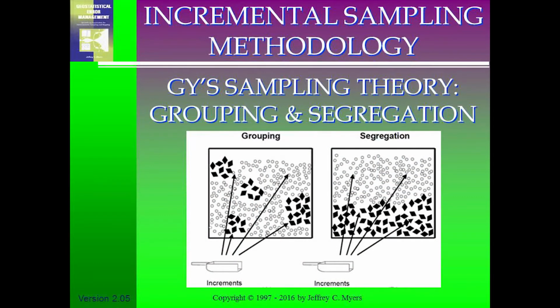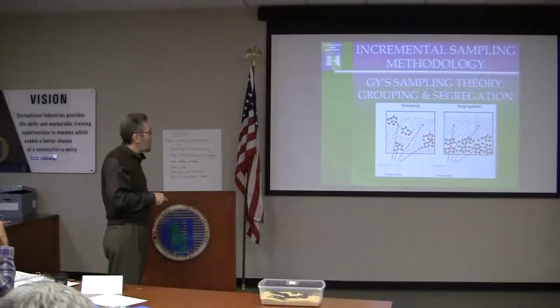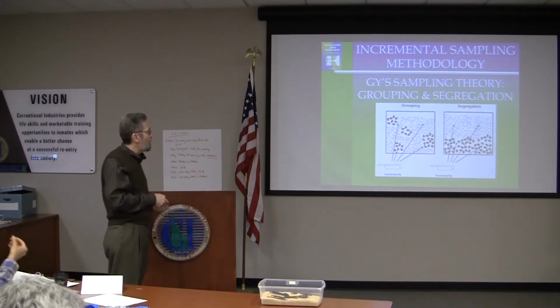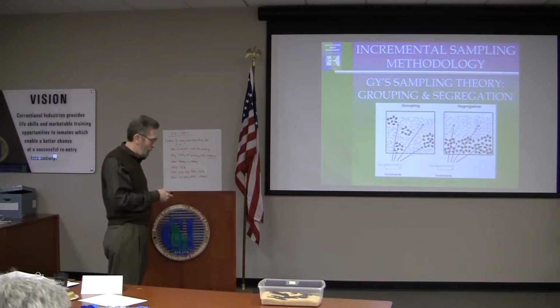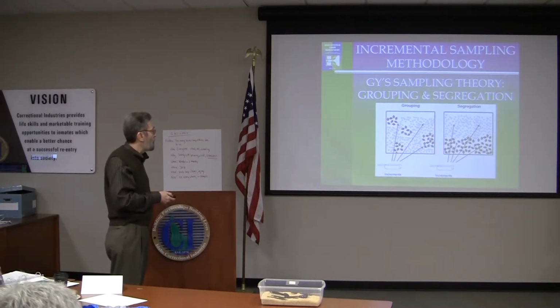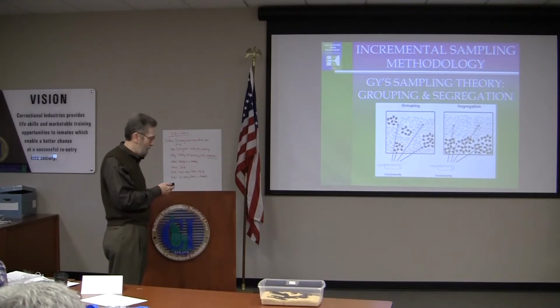Sampling theory integrates and emphasizes grouping and segregation. One more time, grouping is where particles cluster into little groups like this throughout the overall population. Segregation is where you have more of a massive segregation, either on top from the large particles coming up or other particles going to the bottom. This could be a density issue. We have this, of course, in gold, or if you have lead.